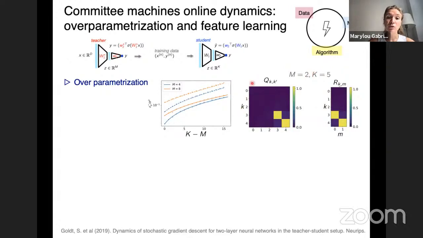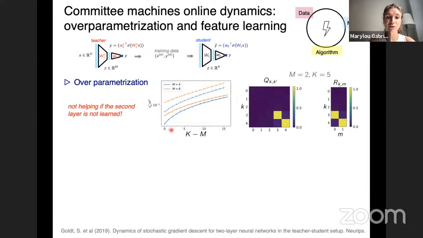And among the 5 neurons of the students, only 2 have significant norms, and the other ones are pretty much 0. While here we see indeed that the 2 neurons are found, 2 neurons of the teacher. They have good overlaps with both neurons of the teacher, and then they have norm 0. And interestingly here in this setting, if we are only learning the first layer, then we are not helping the generalization by over-parameterizing, by adding more neurons.